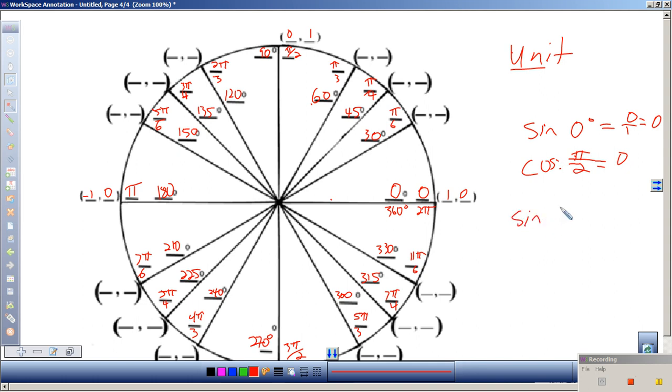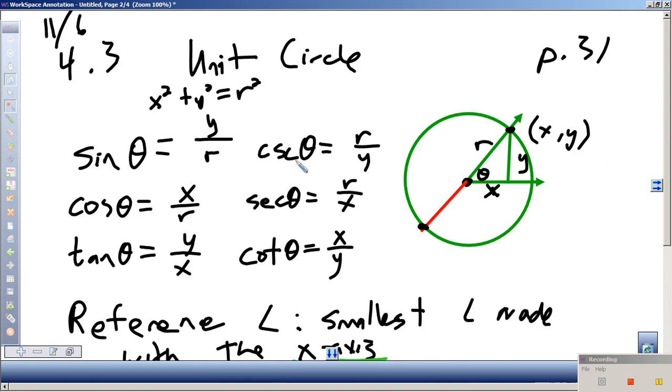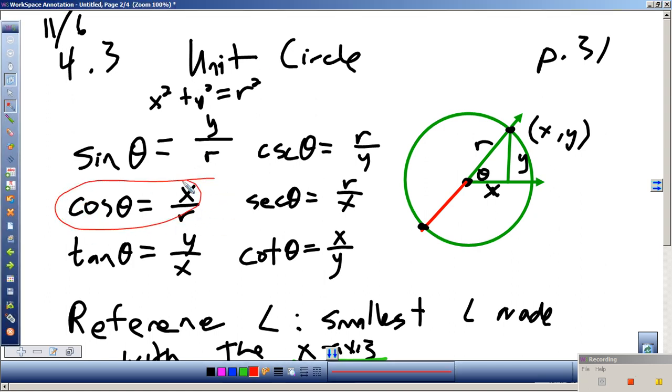So if I said sine of negative pi over 2, where's negative pi over 2? What is the y value at negative pi over 2? Remember, over here, cosine is x, sine is y. And if we're on the unit circle, radius is 1, and divided by 1 doesn't change anything.